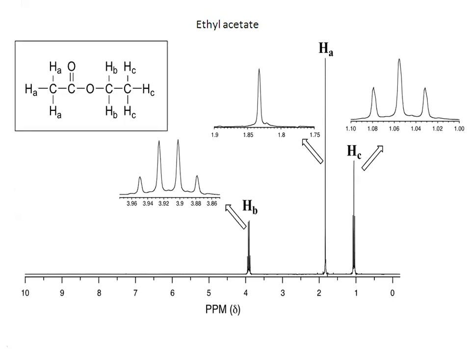HB is going to be more downfield because it is more deshielded. Deshielded is going to be downfield because it's attached to the electron withdrawing oxygen atom. Then we are going to expect HA because it is connected to the carbonyl and followed by the oxygen. And then finally we have the HC proton coming to resonance, being beta to that of oxygen.